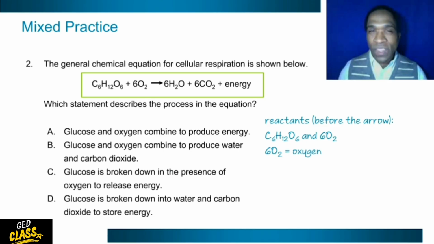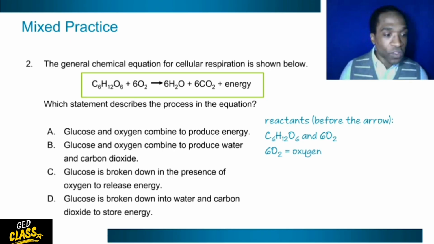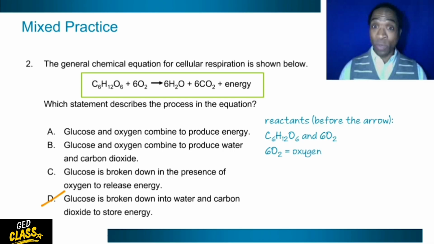And this means since oxygen is a reactant, that answer choice D must be incorrect. It's the only choice that doesn't mention oxygen at all. So we can get rid of D. Yes, so you can keep track of your options as you go. That's going to help you to move forward to the correct answer.